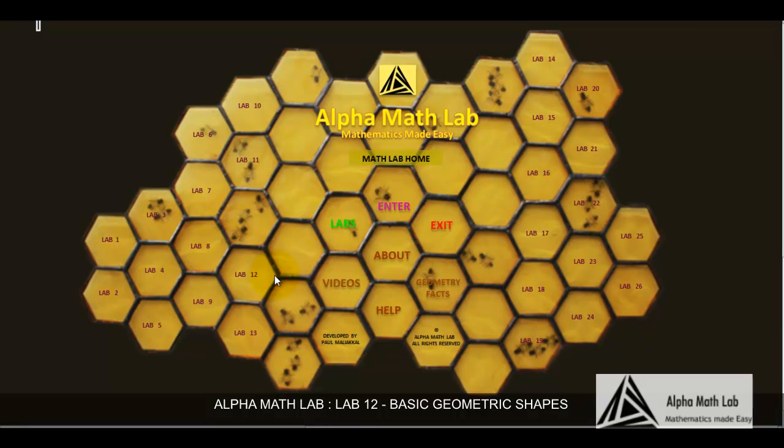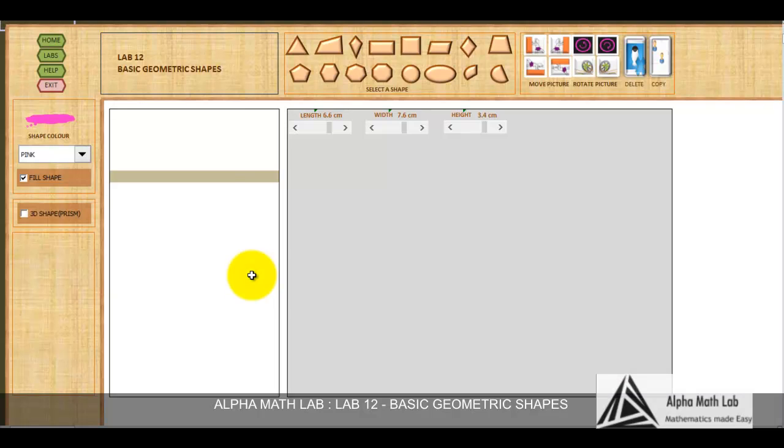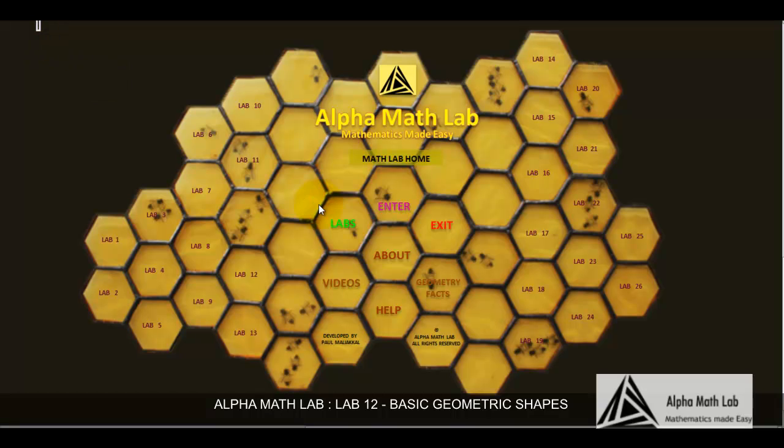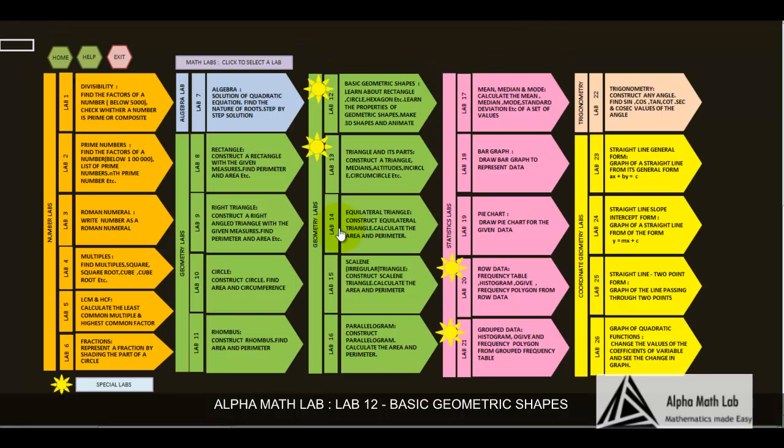Alpha Math Lab, Lab 12. Select Lab 12 from Math Lab Home. Lab 12, Basic Geometric Shapes. Or select Labs from Math Lab Home and click Basic Geometric Shapes, Lab 12.